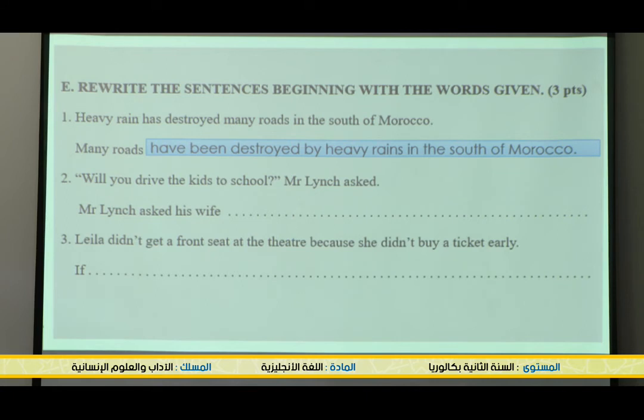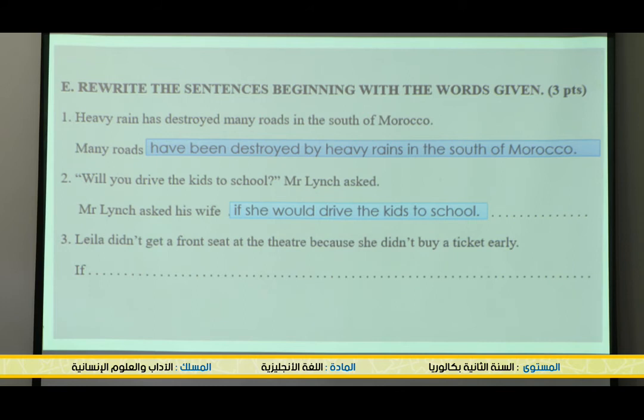So now, can you think of the answer? Can you put together all of these elements? Well, the correct answer is this. Mr. Lynch asked his wife if she would drive the kids to school. So now let's have a look at the differences between direct speech and reported speech. As you can see here, we have if, okay, will turns into would.